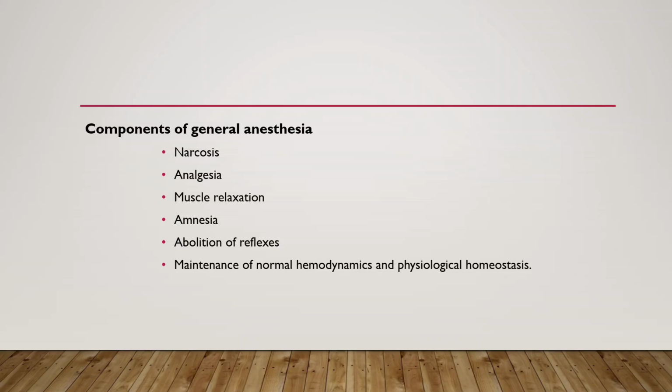The components of balanced anesthesia are narcosis, analgesia, muscle relaxation, amnesia, abolition of reflexes, and maintenance of normal hemodynamics and physiological homeostasis. Balanced anesthesia can be achieved by combinations of different techniques, such as general anesthesia with different agents, pre-medication and regional anesthesia.